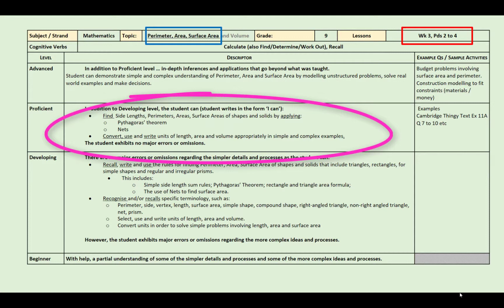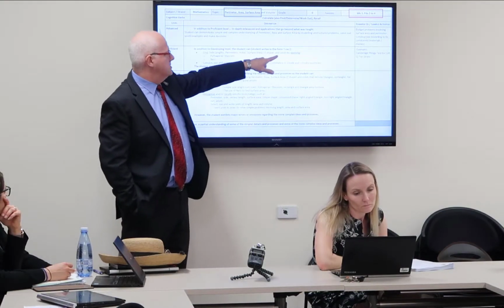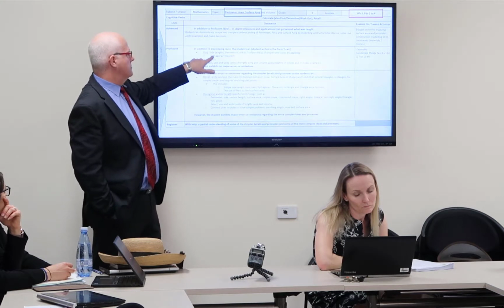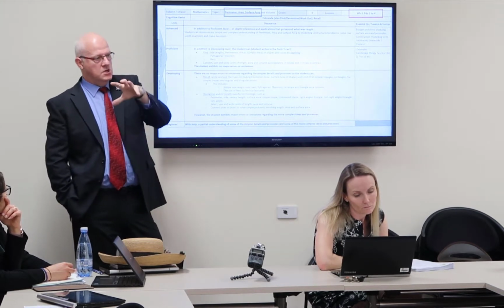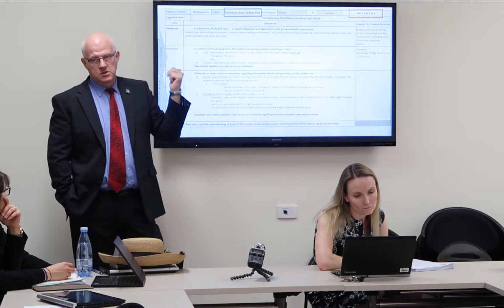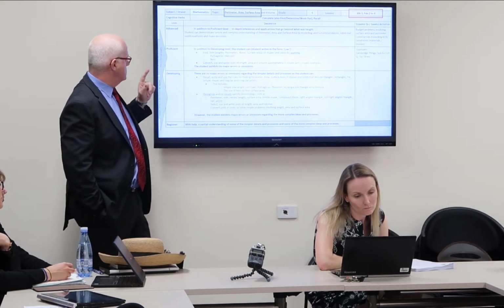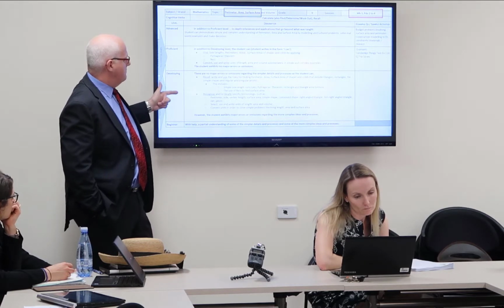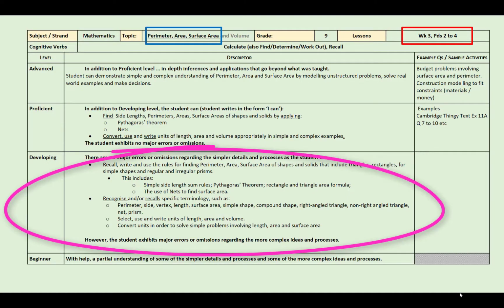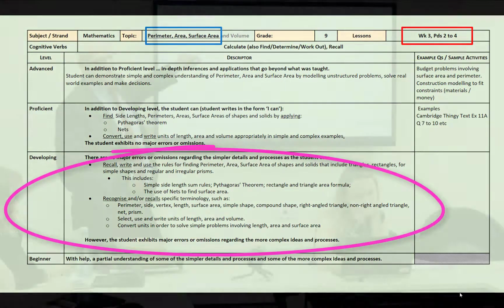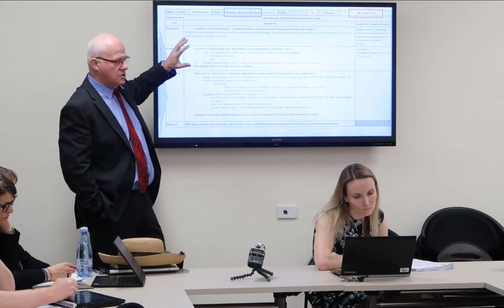So I've got definitions as what do I consider to be proficient, and proficient is that students can find side lengths, perimeters, areas, surface areas of shapes and solids by applying specifically Pythagoras' theorem and nets. So my students are going to be practicing that over the 2 or 3 lessons that this unit looks at. How do I judge whether a student is developing? A student is developing if they can remember something, write it down, maybe put the numbers in, maybe get an answer, but maybe not solve the bigger problems where you've got maybe a triangle that's joined onto a rectangle with a sector cut out of it or something, like those compound shapes.